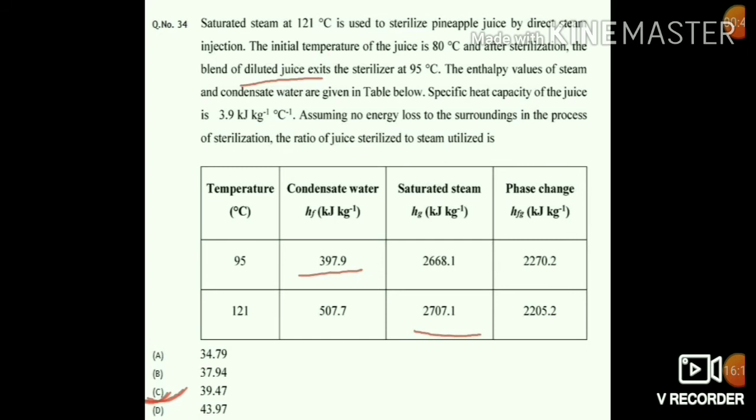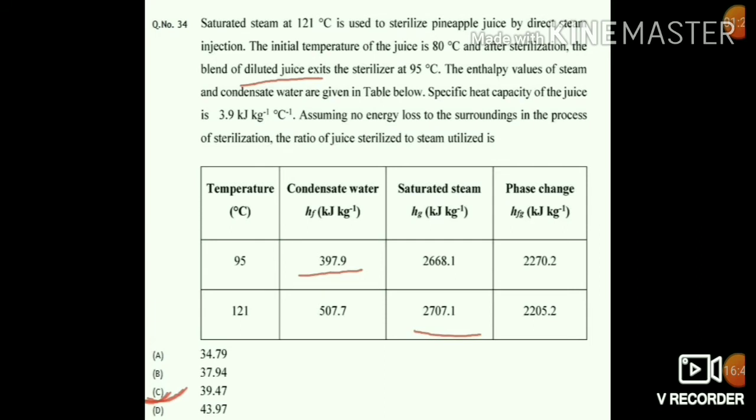So friends, here you can simply see that for the juice the inlet temperature is 80 degrees centigrade and the outlet temperature is for the diluted juice. Friends, here I have marked with red color, that is diluted juice. Diluted juice means juice plus water. You visualize this concept, that in the starting it is given simply juice, but in the outlet it is given diluted juice, means that the juice is mixed with water.